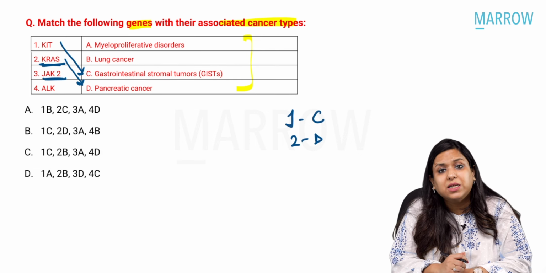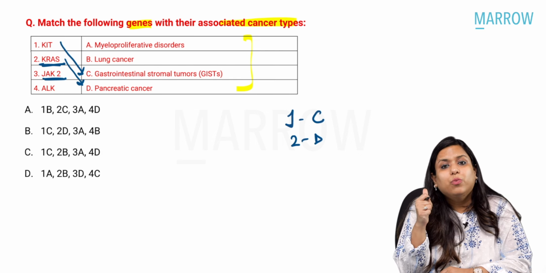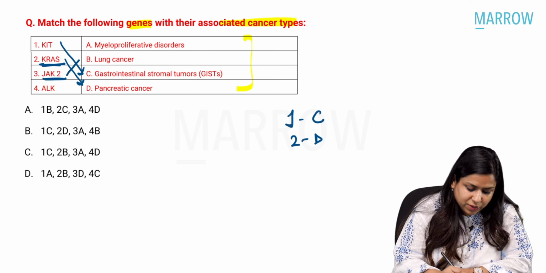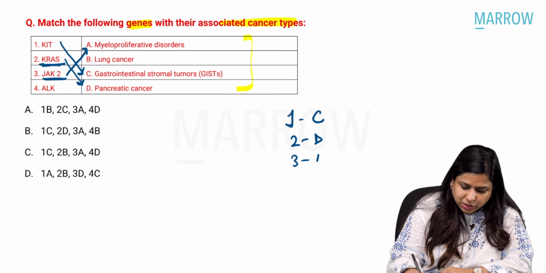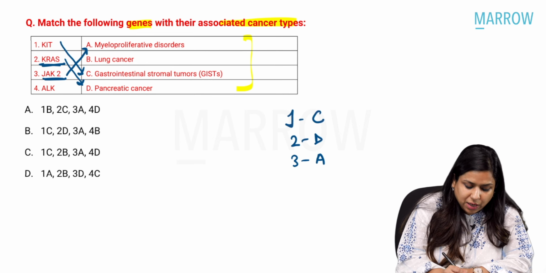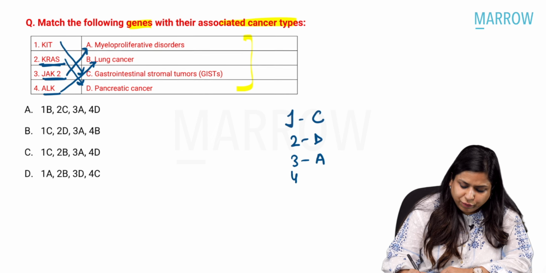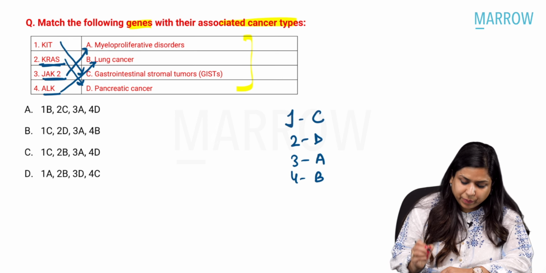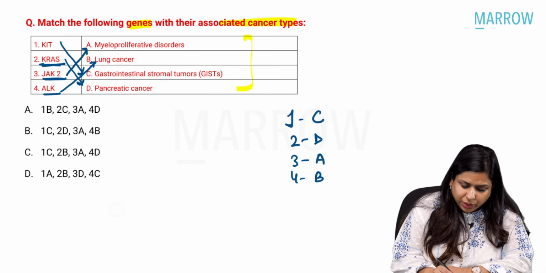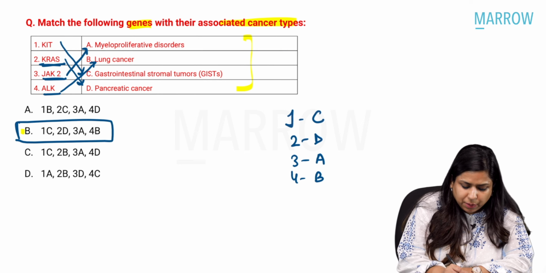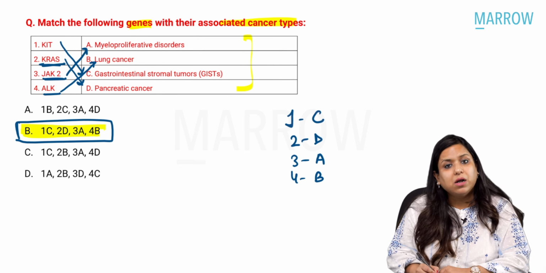JAK2. This is a very easy one. JAK2 V617F is increased in myeloproliferative disorders. So, 3 is associated with A. And last is ALK. Remember, ALK is seen in lung cancer. So, 4 is associated with B. So, 1C, 2D, 3A and 4B. What is the option? B option is the answer.